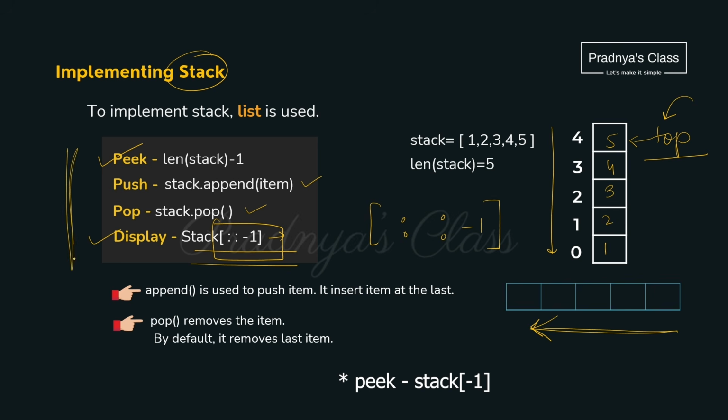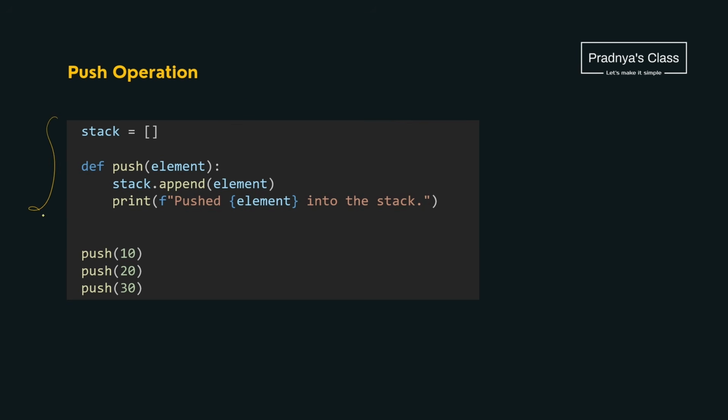Generally we need to perform these 4 operations. While pushing the item we will check the condition of overflow, and while popping the item we will check the condition of underflow. Now let's implement using a program.